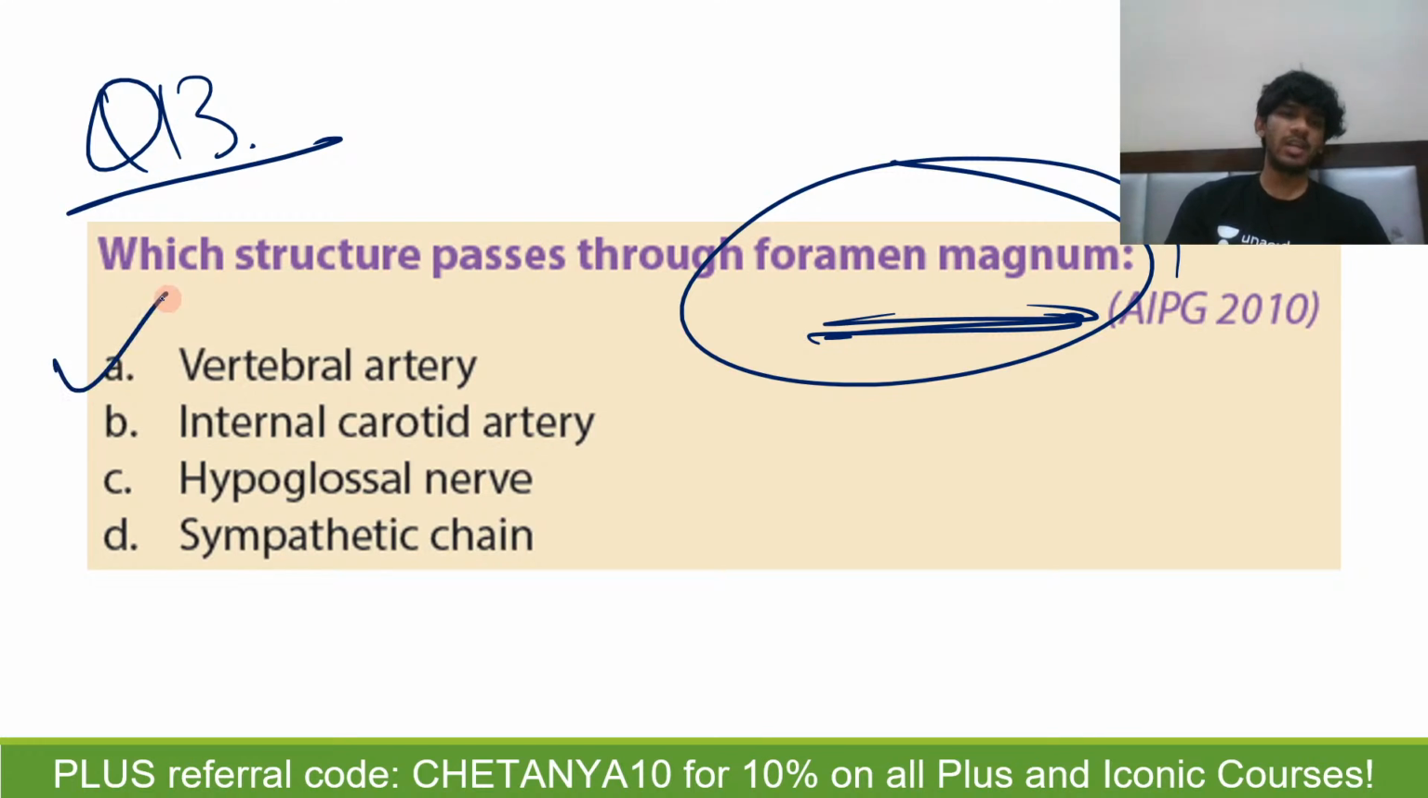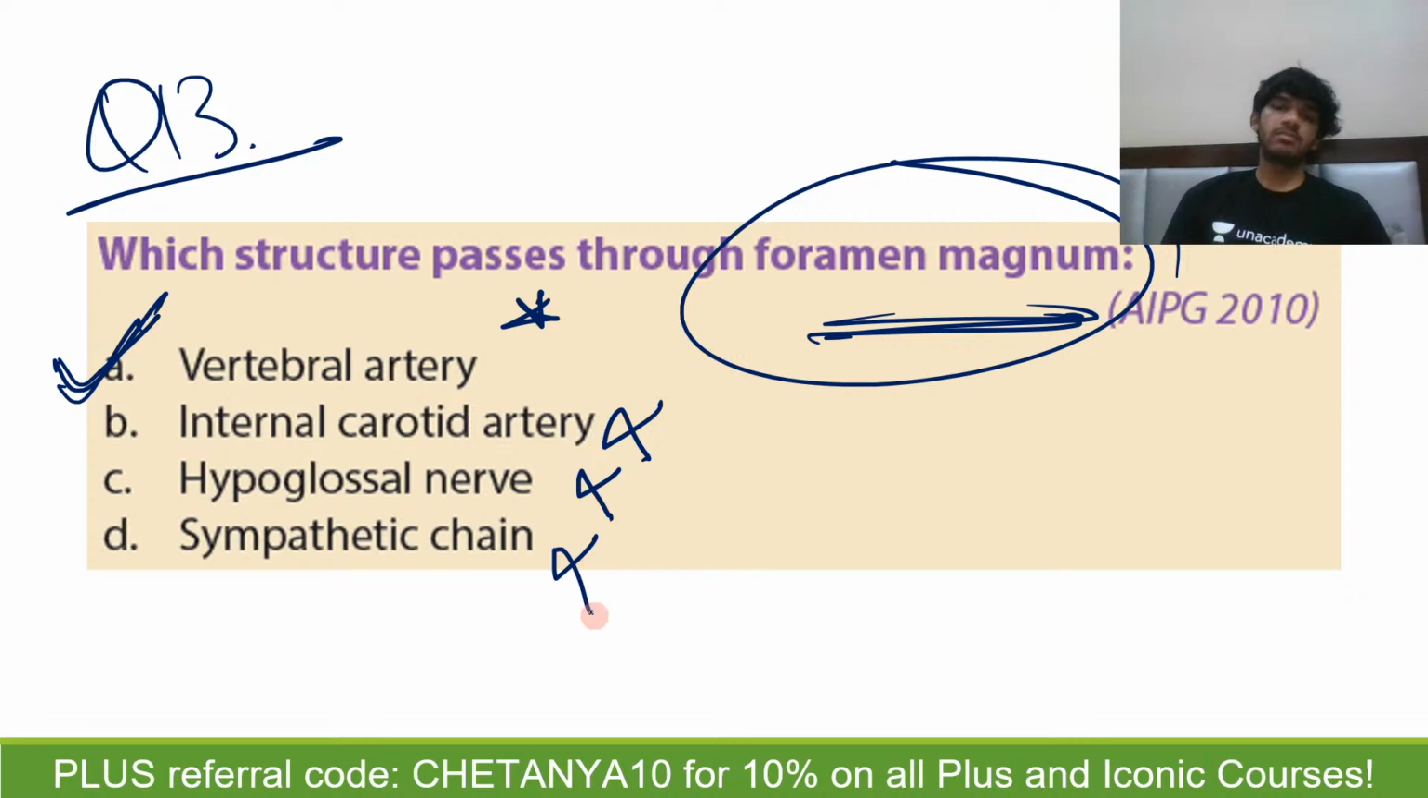13A. Absolutely right. Vertebral artery, and you will also have the vertebral venous plexus, and along with it, you will have the meningeal branches of the vertebral artery. So, answer is A. Absolutely correct. Vertebral artery. Internal carotid artery goes through the carotid canal, hypoglossal nerve through the hypoglossal canal. Sympathetic chain starts after coming out of the foramen magnum. It starts after the skull. It is not present inside, or it does not pass through the foramen.